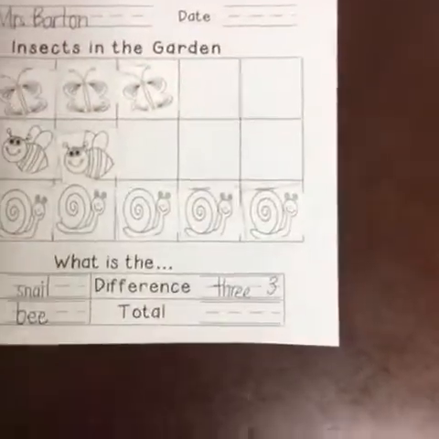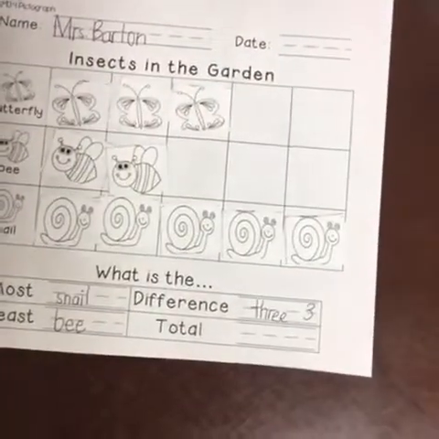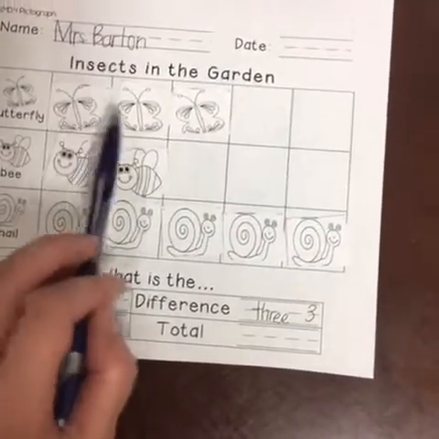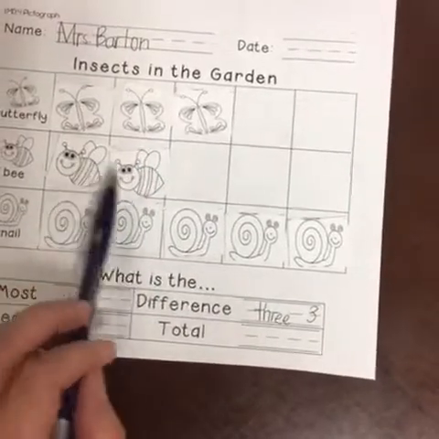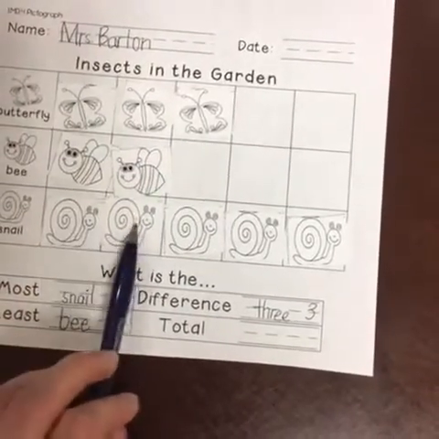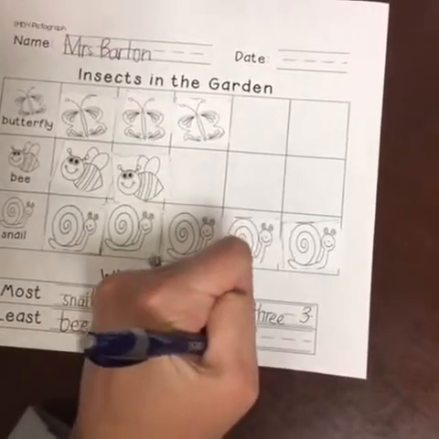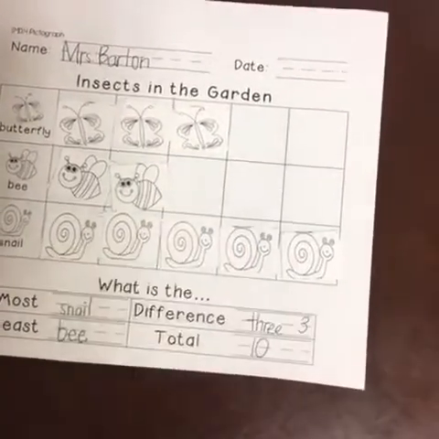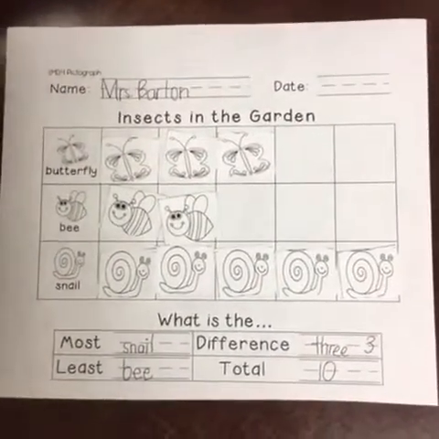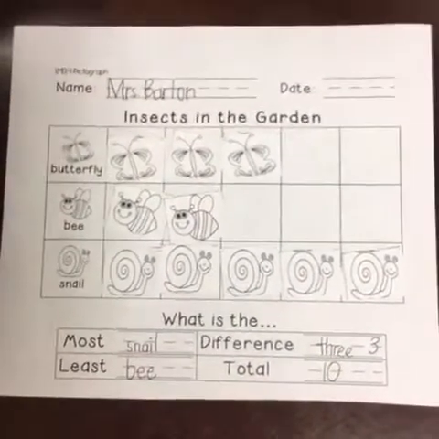Okay, and now it wants to know the total. How many bugs do I have all together? Well, let's count. 1, 2, 3, 4, 5, 6, 7, 8, 9, 10. So I'm going to come down here and I'm going to write the number 10, just like that. Do you see how I did that? So boys and girls, do you see how another way to graph is by using pictures?